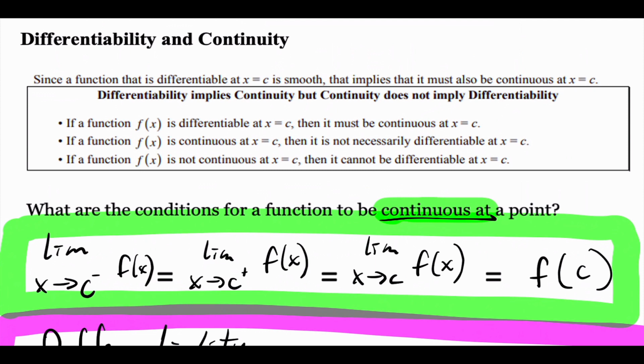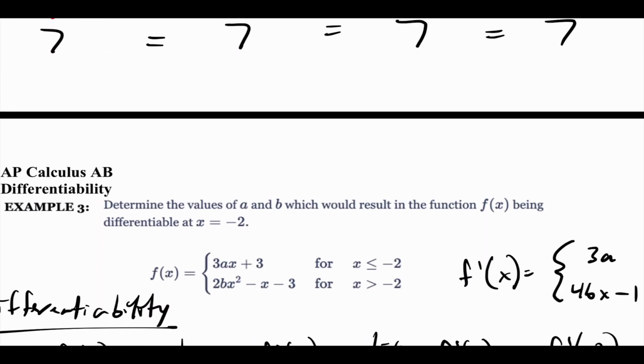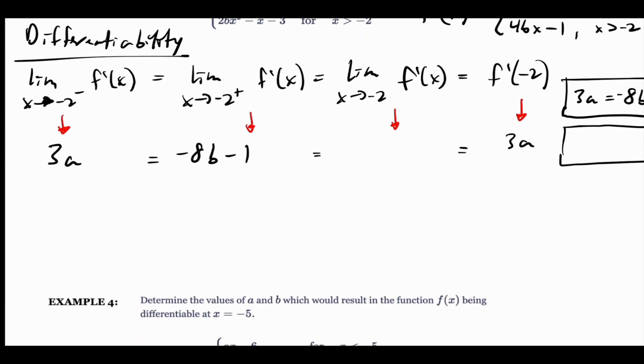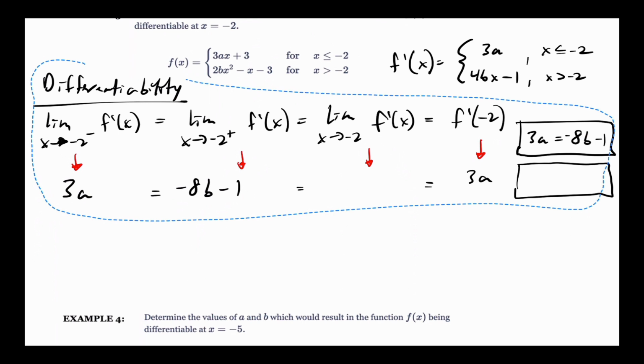What does the first bullet point say? So we know it's differentiable because they told us it's differentiable at -2. So then it must be continuous. That's where I'm going to find my second equation. I know it's continuous. I know all of those guys should equal each other, not only for differentiability, they should equal each other for continuity as well.